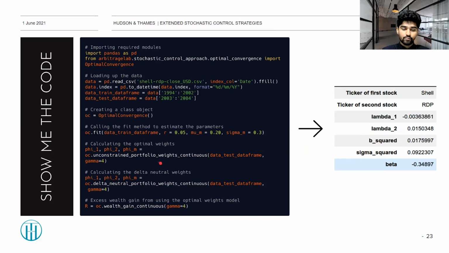After we calculate these parameters, using the testing data we are able to calculate the portfolio weights by calling the respective functions for the optimal portfolio weights, the unconstrained optimal portfolio weights, and the constrained or delta neutral optimal portfolio. These methods take an input parameter called the gamma parameter, which gives us a measure of the risk aversion of the investor. The higher the magnitude of this gamma parameter is, the more risk averse an investor is.